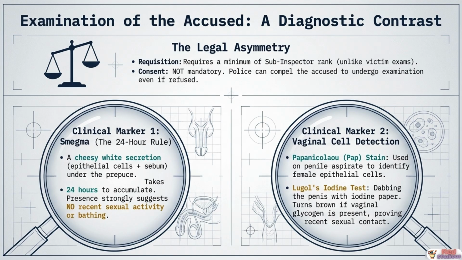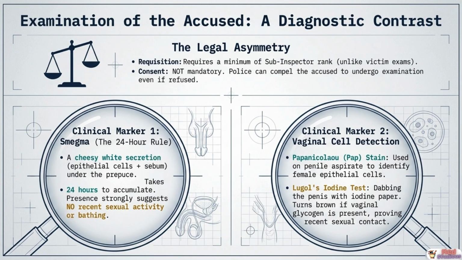The forensic examination of the accused in a sexual offense case differs fundamentally from the examination of the victim in both legal authority and clinical focus, and these differences are frequently tested in examinations. The first key distinction is in requisition authority. For the victim examination, any police officer, regardless of rank, may submit the requisition. For the accused, the requisition requires a minimum rank of sub-inspector. This procedural asymmetry reflects the greater legal weight of commanding an examination of a suspect. The second key distinction is consent.